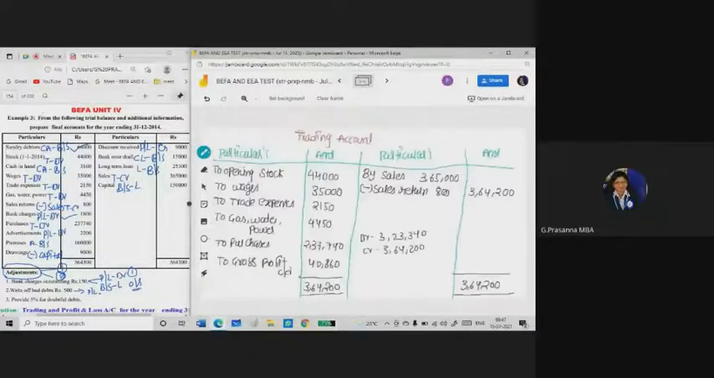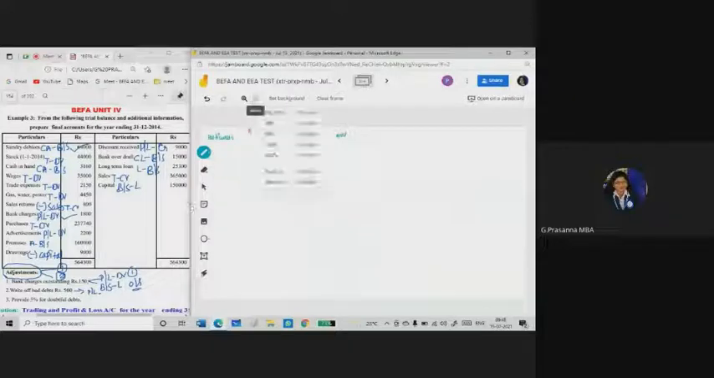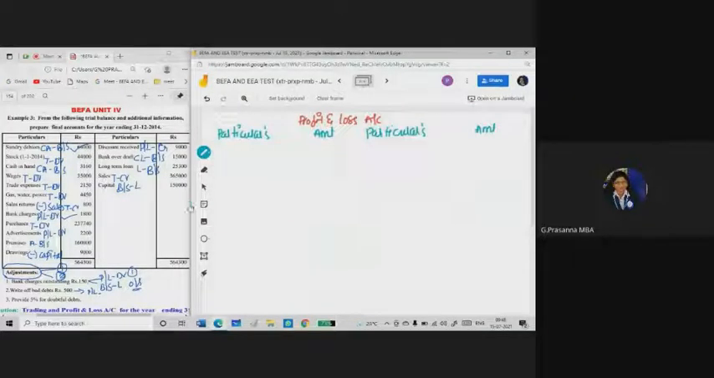First you need to take the gross profit or gross loss that you are getting in the trading account and transfer this amount to the P&L account. Here I'm getting gross profit, so gross profit has to be transferred to the P&L account credit side. So here I will be writing by gross profit. How much gross profit are we having here? 40,860 rupees.